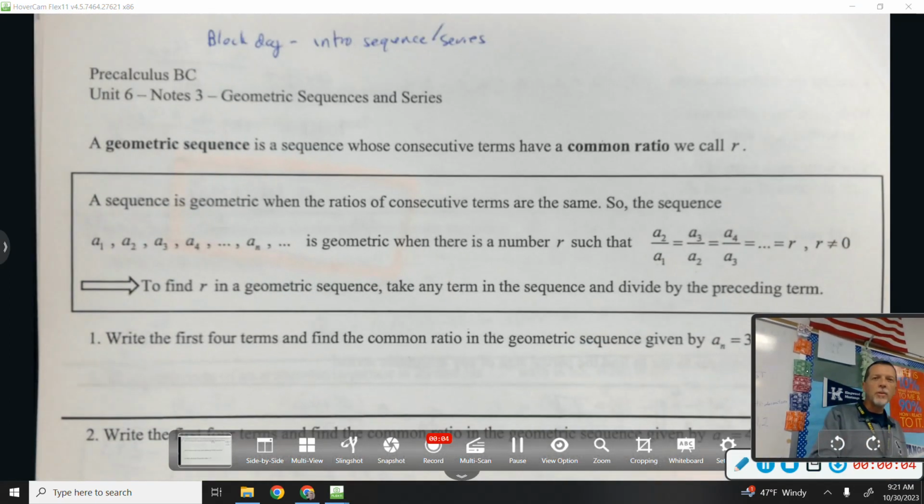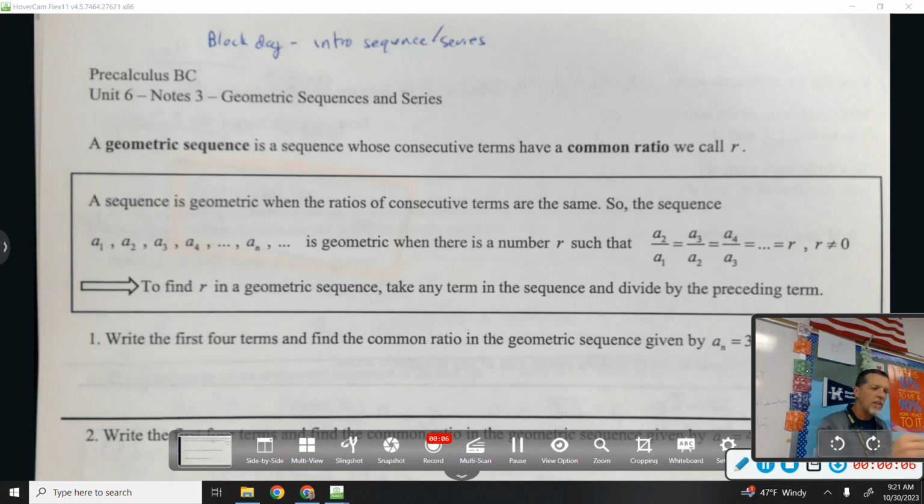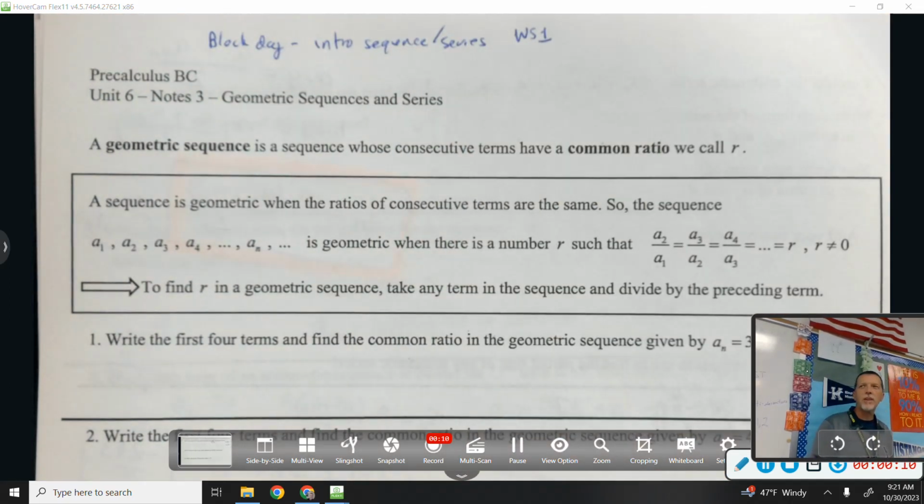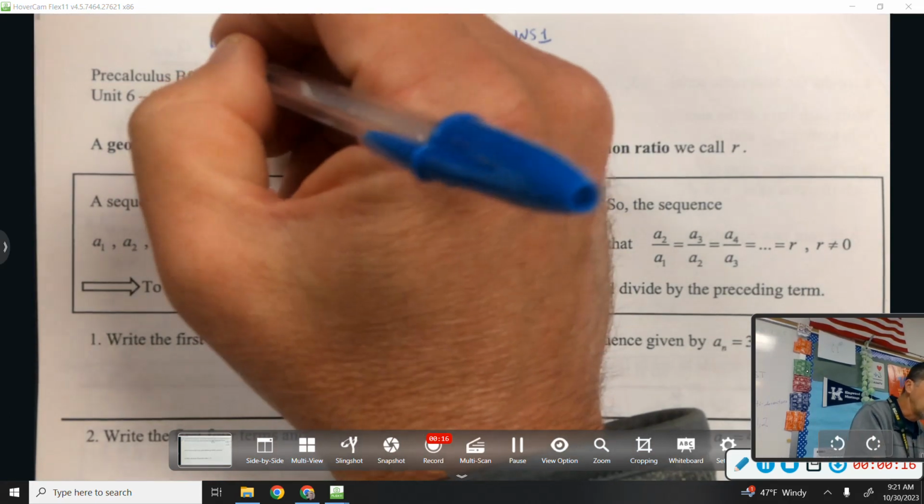Okay, last block day was Intro to Sequences and Series. That was worksheet 1. I feel like that was pretty easy. That was just recognizing the patterns, an introduction to the symbols and the notation. Not a big deal.